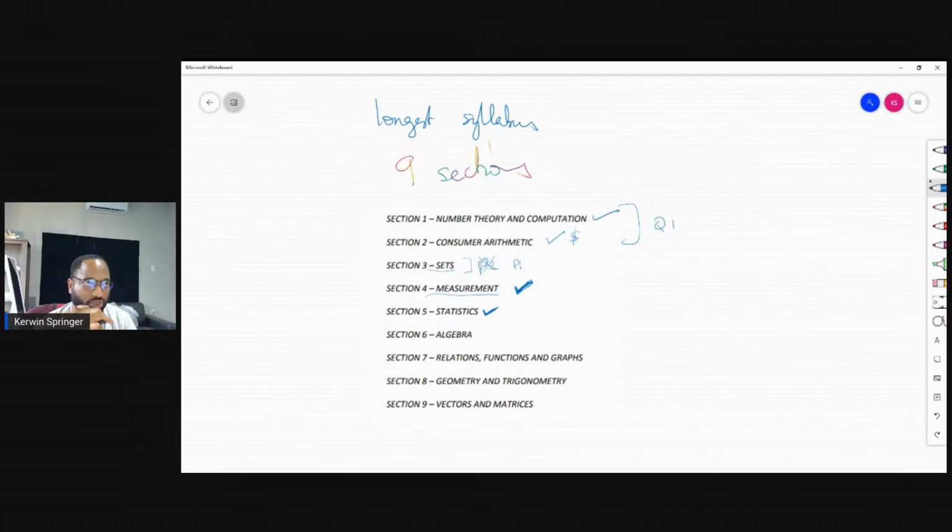Graphs, coordinate geometry, so midpoint, length of a line. We did some coordinate geometry just now, equation of a line, parallel lines, perpendicular lines, how to draw on the graph, that kind of thing.